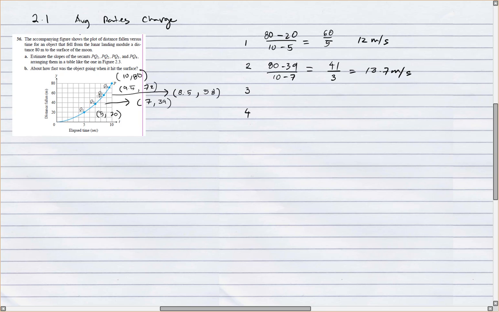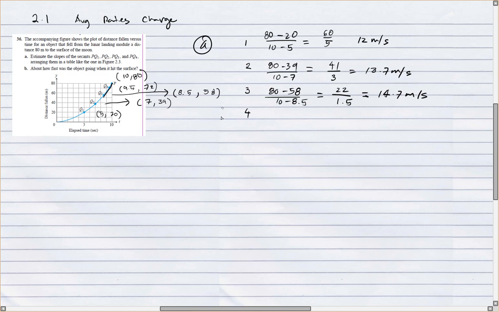Q3 will be here, and it's gonna be 80 minus 58 all over 10 minus 8.5, giving us 22 all over 1.5 seconds, which is equal to 14.7 meters per second.